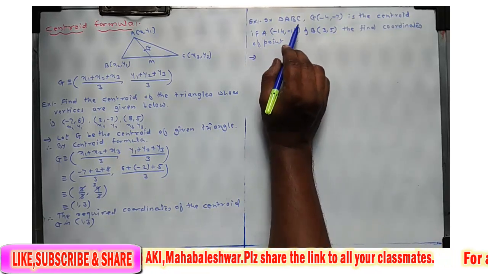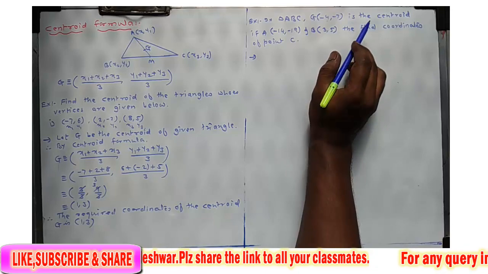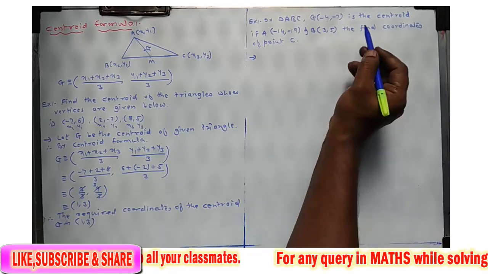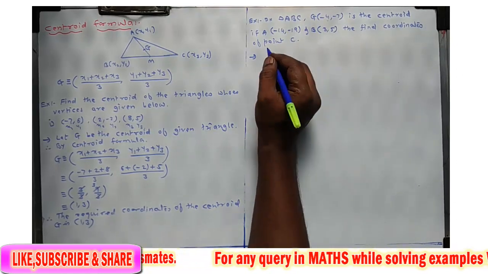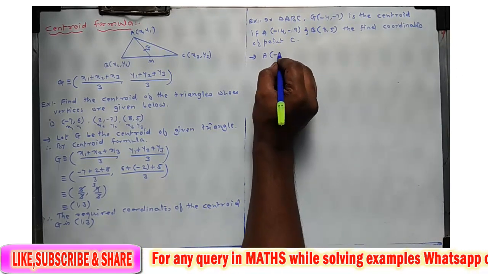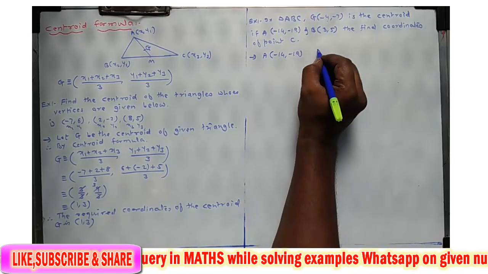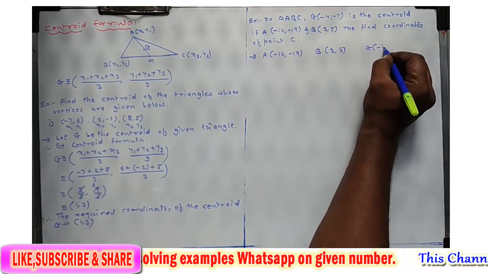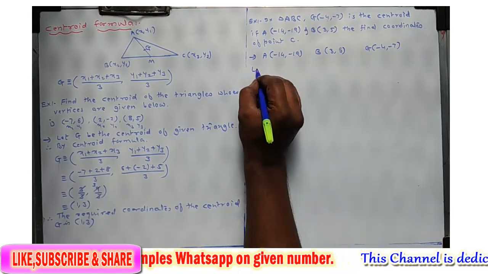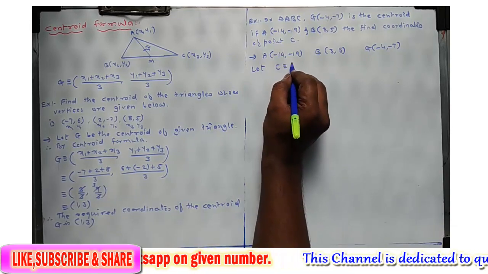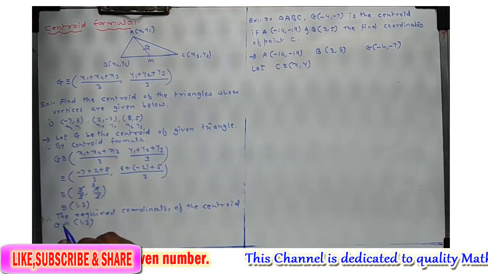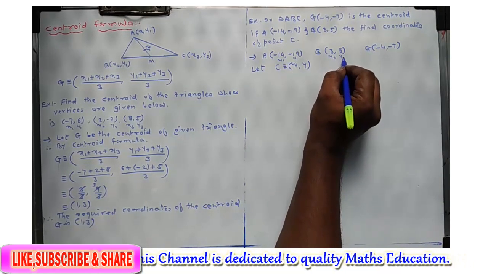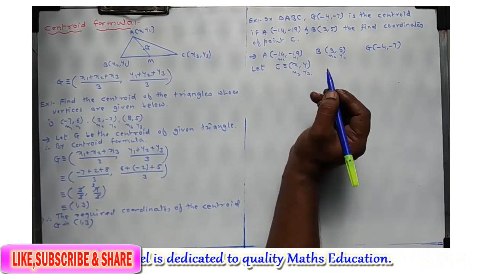The example is like this. In triangle ABC, G (-4, -7) is the centroid. If A is (-14, -19) and B is (3, 5), then find the coordinates of point C. So here the coordinates of point A are given, that is (-14, -19). Coordinates of point B are given, that is (3, 5). Coordinates of point G are given, (-4, -7). Let the coordinates of point C be (x, y). The first coordinate we consider as x1, y1, the second as x2, y2, and the third as x3, y3.